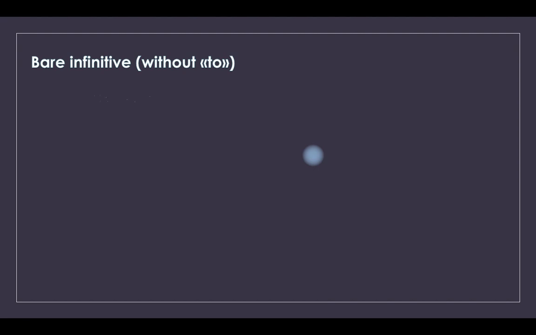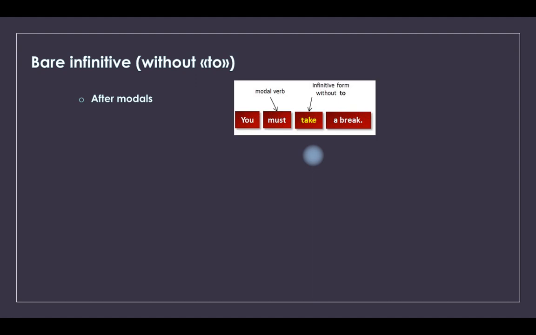Also, there is a form which is called bare infinitive. The preposition to is not used in this case. You know that we do not use the preposition to with modals. You must take a break, for example. Must, should, can, could. We don't use the preposition to with modals.